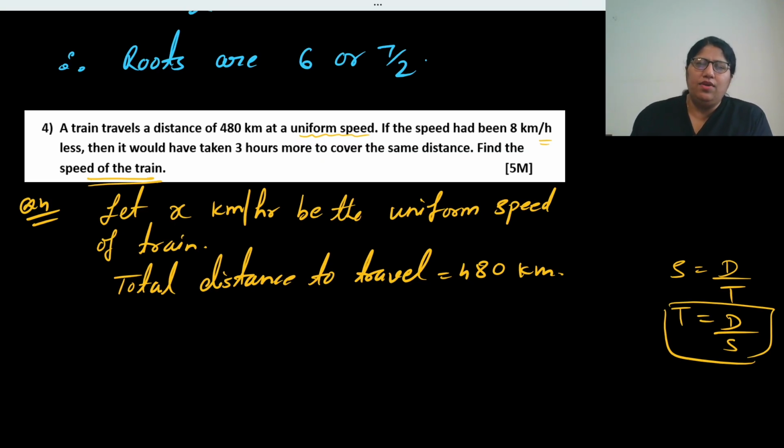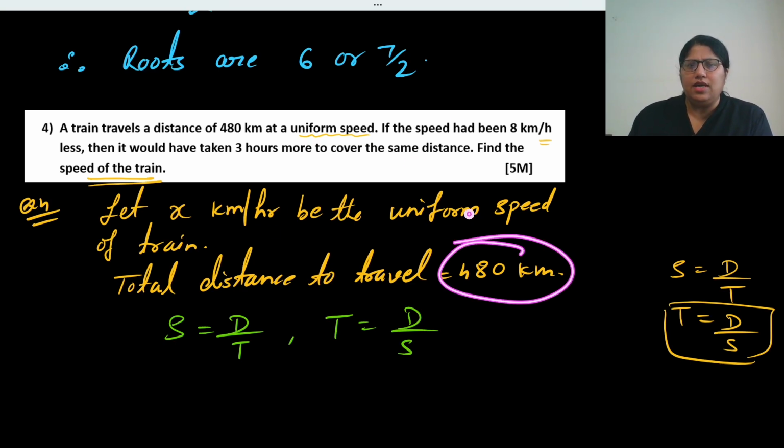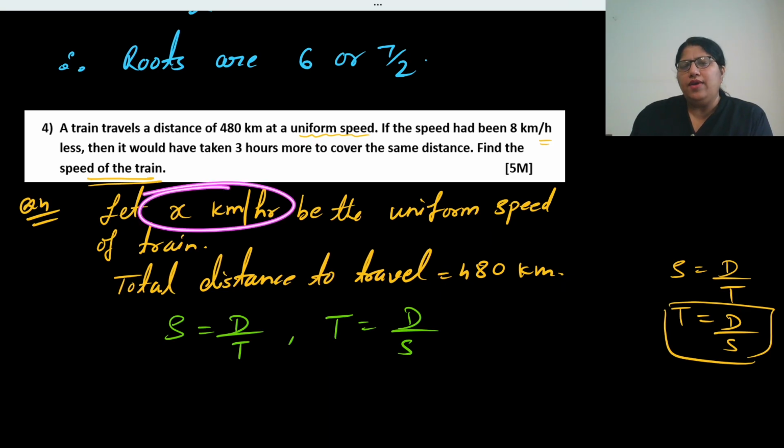So first thing you will write down here, because you have speed equals distance by time, so time will be distance by speed. In this case, you already have the distance and you have the speed. So we are going to use the distance by speed formula. So what you will write down here is time taken.